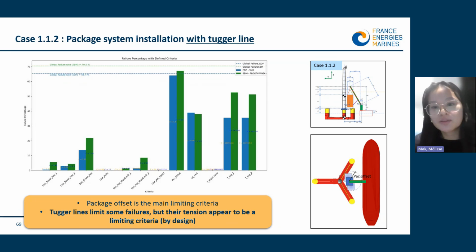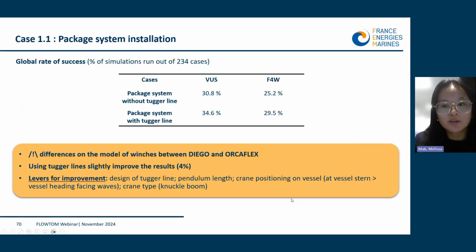We have a high difference between the TLP and the semi-sub because the tugger line modeling is different in each software that we use. So to summarize, the overall success rate for case 1 without tugger line is 30% for the semi-sub and 25% for the TLP.